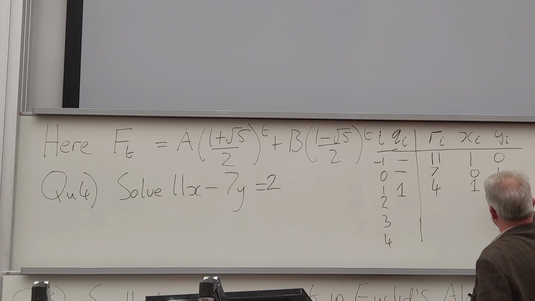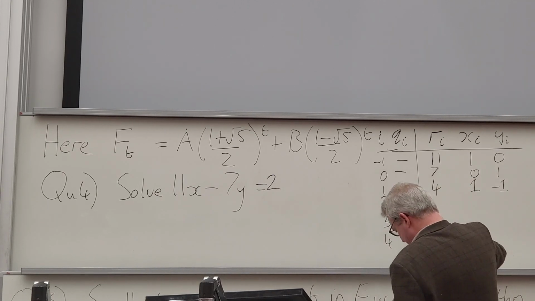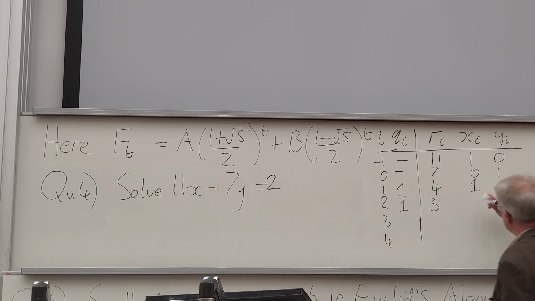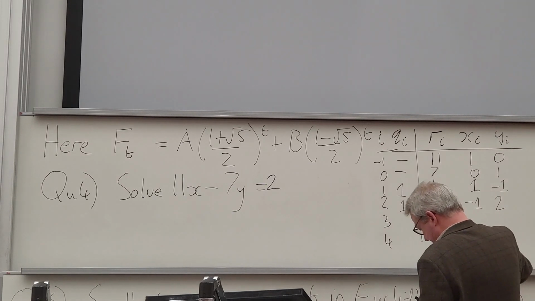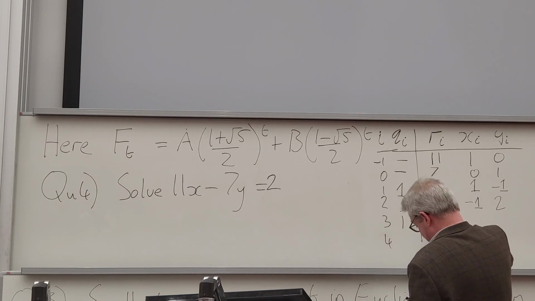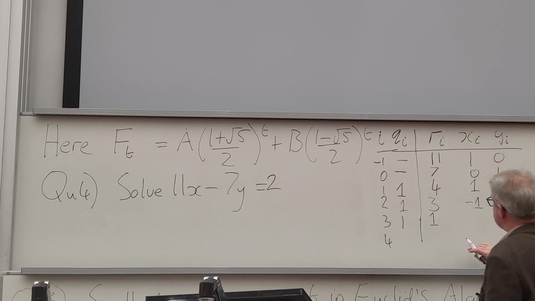And subtracting the second row from the first row, I get 4, 1, minus 1. And then 4 goes into 7 once, remainder 3. 0 minus 1 is minus 1. 1 minus minus 1 is 2. And carrying on similarly, if I get there, 3 into 4 goes 1, remainder 1. And I get a 2 and a minus 3.